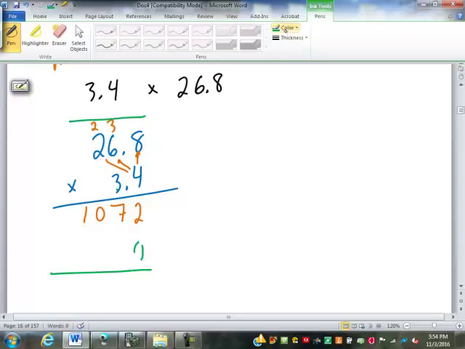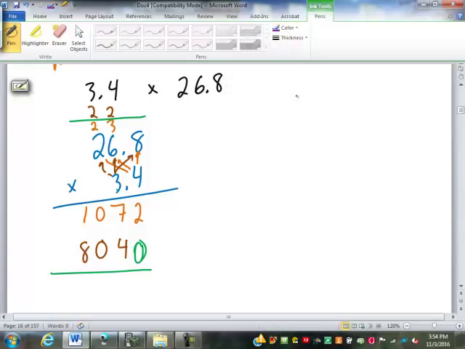Now we move over to the 3. 3 times 8 is 24. So 4 carry the 2. 0 and 2. There we go. 3 times 6 is 18, plus 2 is 20. So 0, carry the 2. 3 times 2 is 6, plus 2 makes 8.